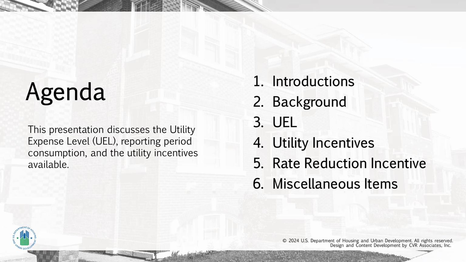We're going to kick off the session by discussing a little background of operating subsidy, how we got there. We're going to focus today on the utility expense level, the UEL, and how that is calculated and why it's important that we have accurate data that we can support when we apply for operating subsidy. We'll review some utility incentives and then wrap it up with some miscellaneous items with a focus on data distortions, which is very important that we want to try to mitigate as much as possible.